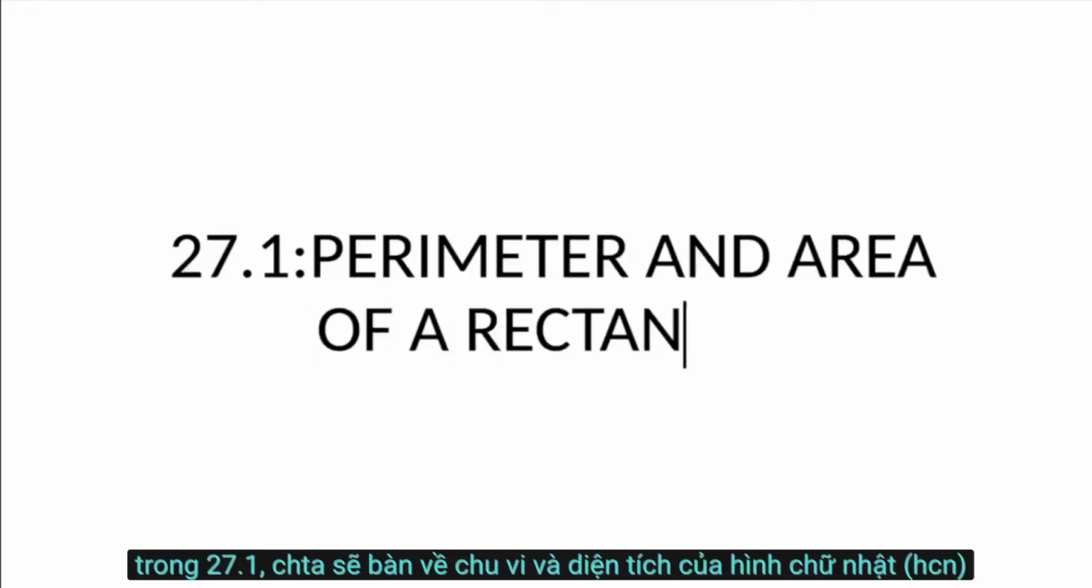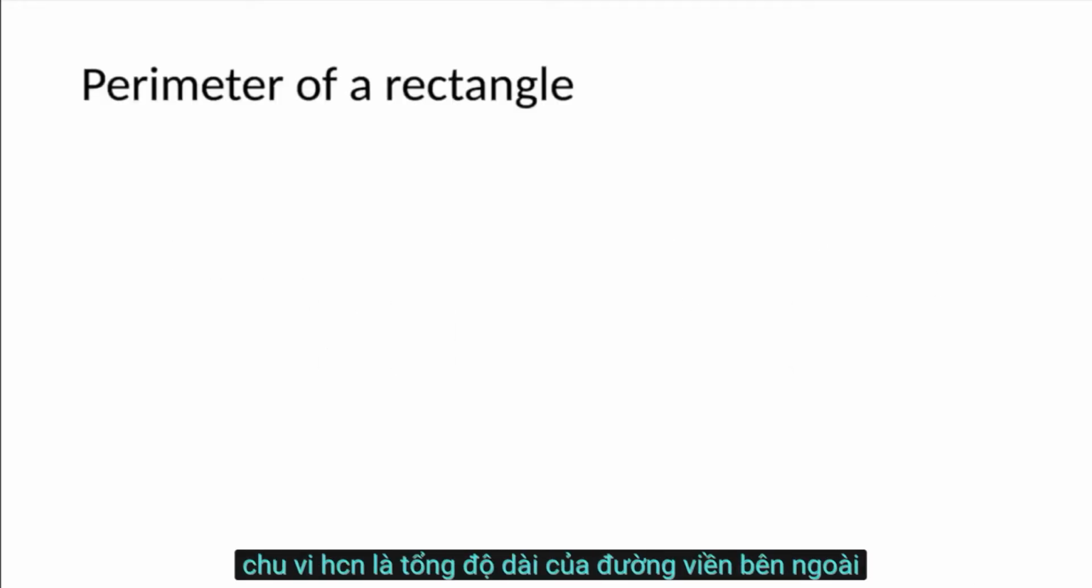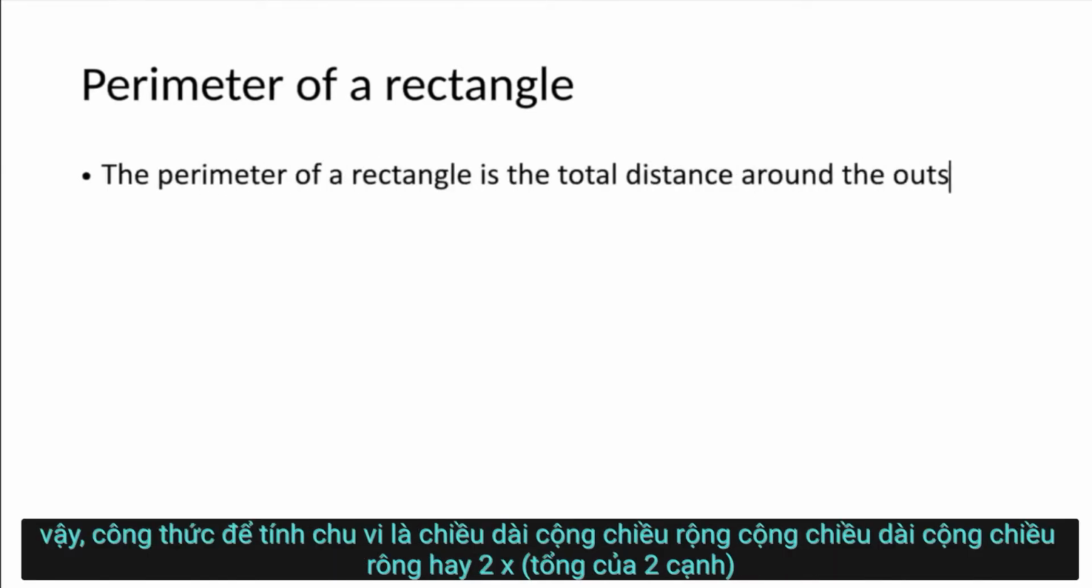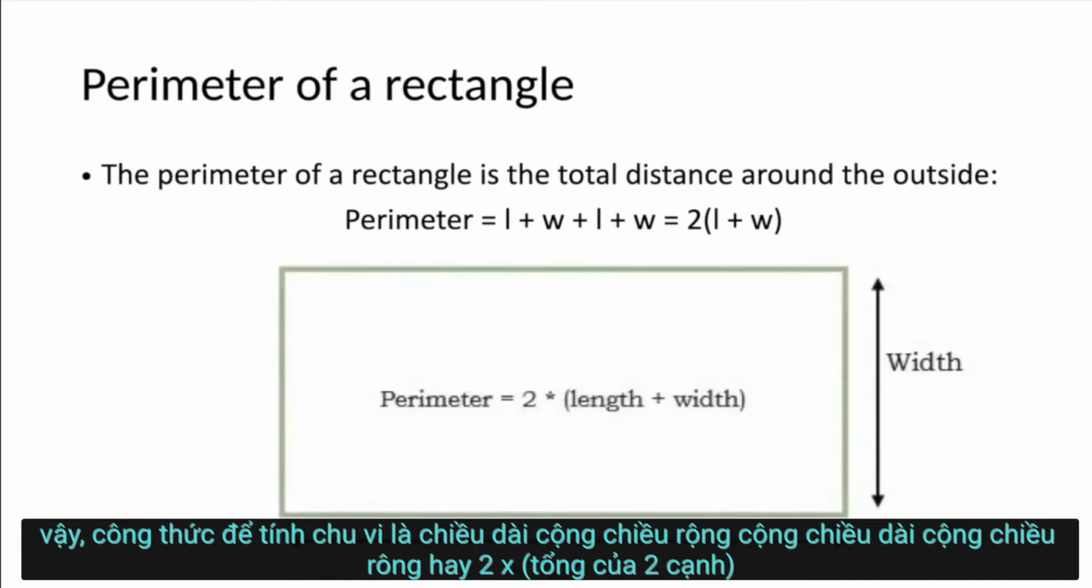This week, we'll be talking about Chapter 27, Mensuration. Now, for 27.1, we'll be talking about the perimeter and the area of a rectangle. The perimeter of a rectangle is the total distance around the outside of the shape. Therefore, we have the equation that the perimeter is equal to the length plus the width plus the length plus the width, or 2 times the sum of the length and the width for short.